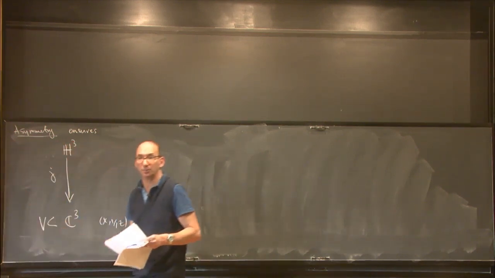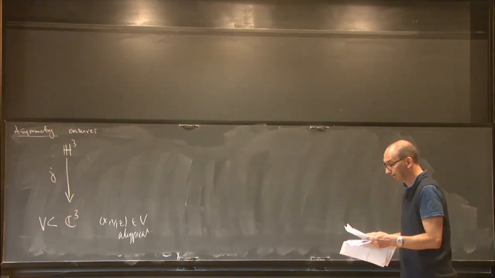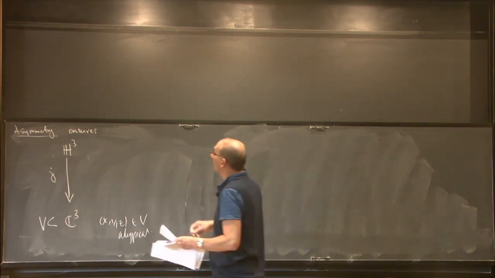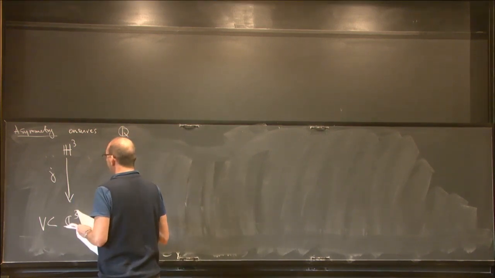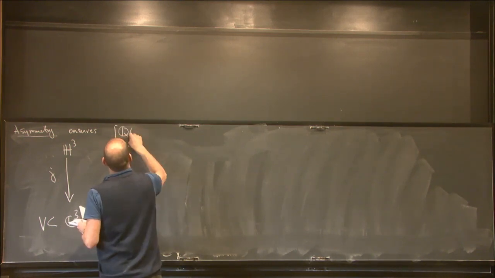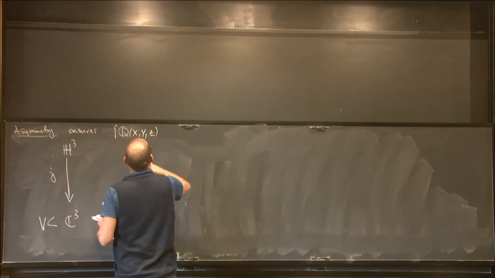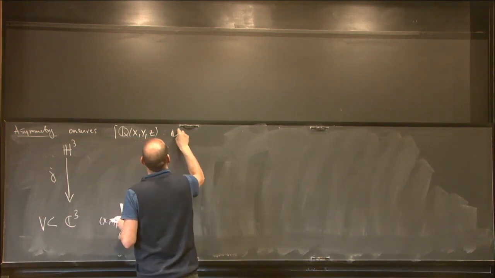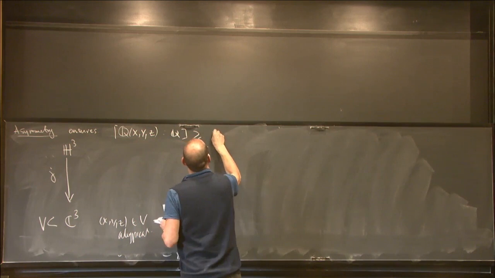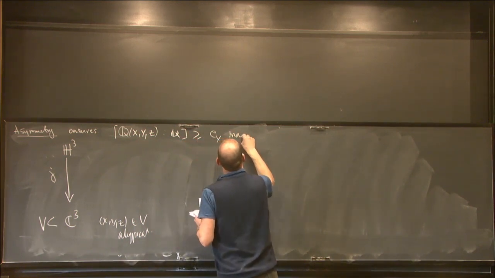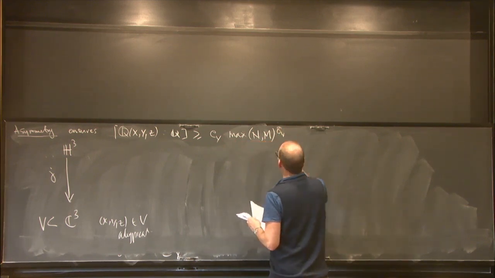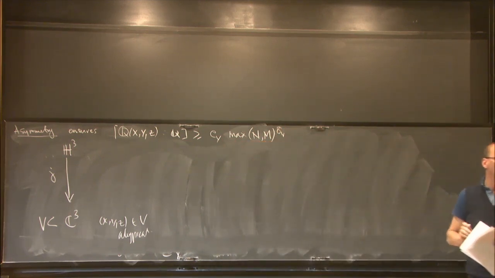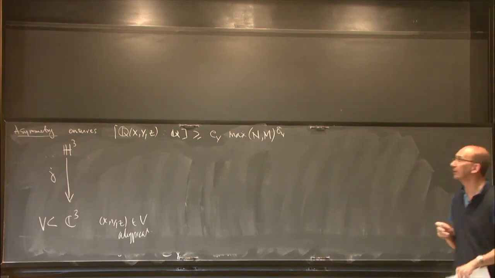There's modular relations between all the coordinates. And the asymmetry condition ensures basically that x, y, z, that this extension degree is greater than or equal to some positive constant depending on V, maximum of n and m to some positive power. That's what we need, and that's what the asymmetry gives us.